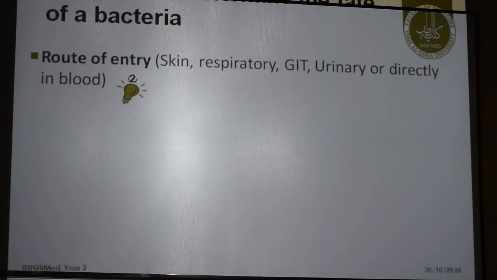Now there are certain factors that determine the fate of the bacteria. What will happen to the bacteria? It depends on lots of factors, like route of entry, whether they have entered your skin, respiratory tract, gastrointestinal tract, urinary tract, or they have directly entered the blood. Like the one example that in one of our lectures we discussed was the boy who was walking and the nail penetrated his foot. So that pathogen might have directly entered into the blood. So we'll see what happens to the pathogens that are in the tissues and what type of pathogens they are, and the ones that enter into the blood directly.